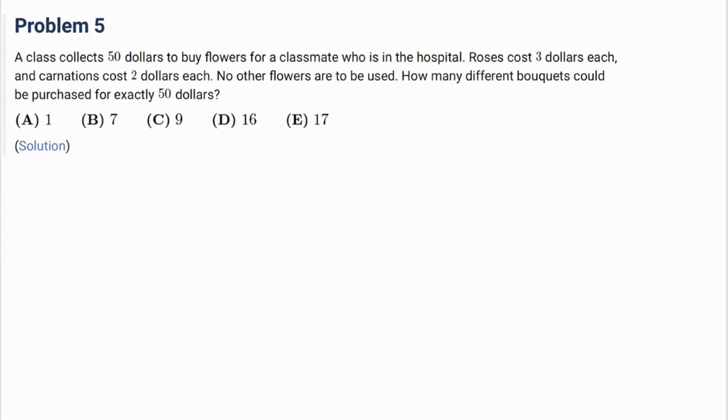Okay, so we have some number of roses and some number of carnations. Since carnations cost $2 each, then we can just exactly match $50 with 25 carnations, right? And 0 roses. But then since roses are 3 and carnations are 2, that means carnations will decrease by 3 and roses will increase by 2, like that, right? So we have 2 and 19, and so we have 4 and 19 and 6 and 16.